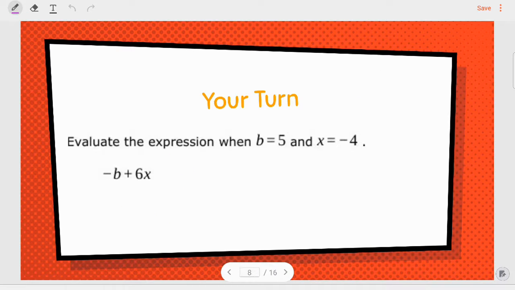Hey, now it's your turn. Take a second, pause the video, and try this problem on your own. Remember, another name for b is 5 and another name for x is -4. All right, starting over. -5 plus 6 times -4 simplifies to -5 plus -24 for a final answer of -29.